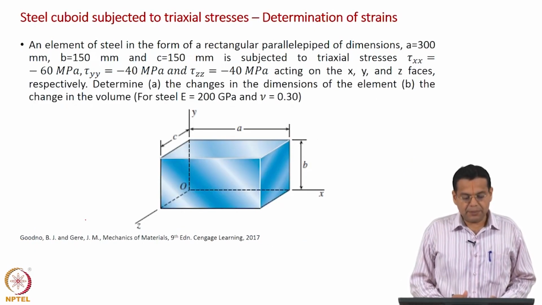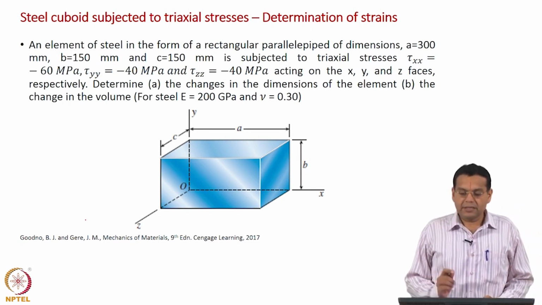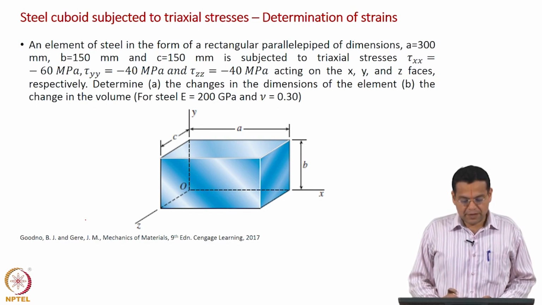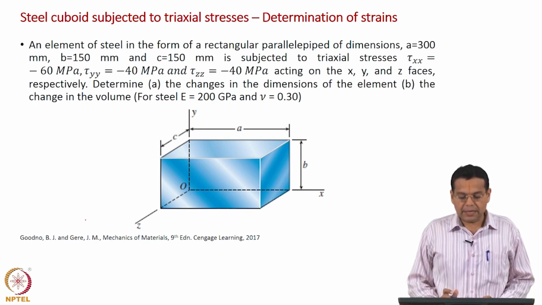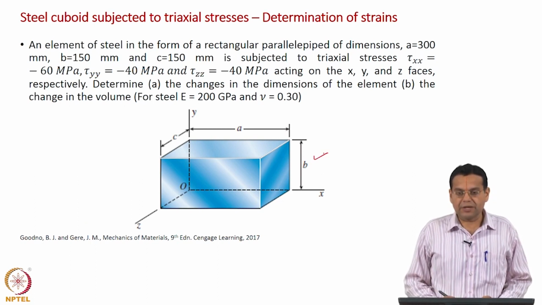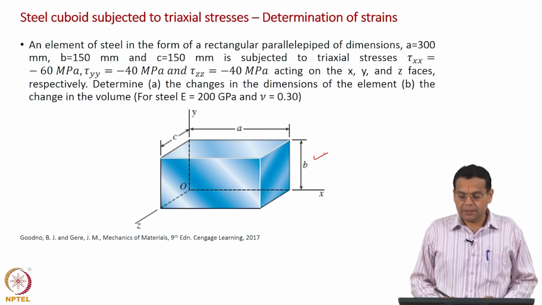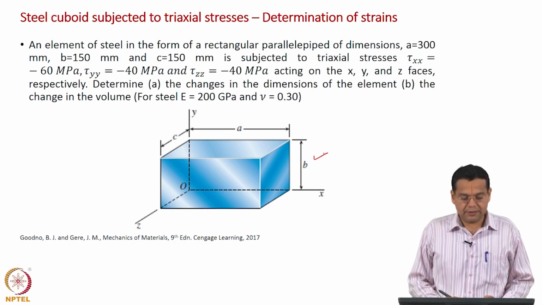The next example is for determination of strains. We have an element of steel in the form of a rectangular parallelepiped of dimensions 300, 150, 150 mm, that is what is shown here. A is 300 and B and C are 150 mm. It is subjected to triaxial stress as we have discussed earlier, and here again all the stresses are compressive, 60, 40 and then 40, and they are acting on the x, y and z faces.